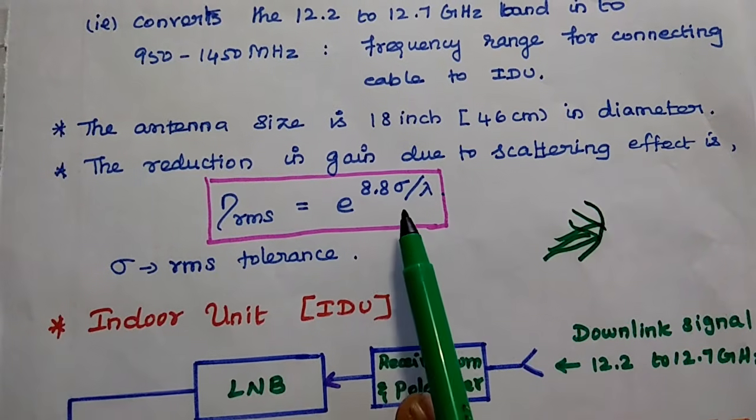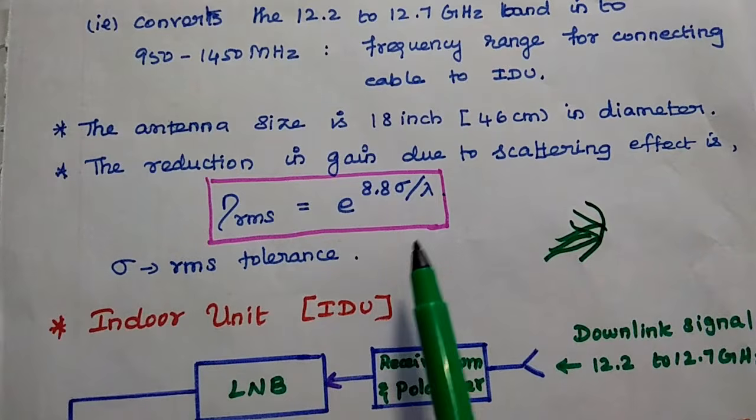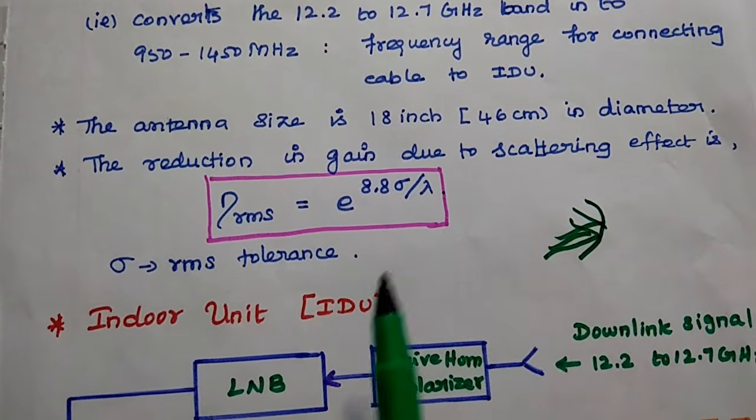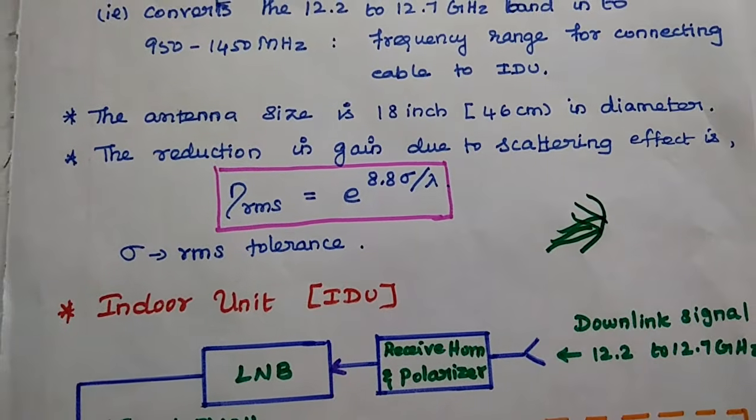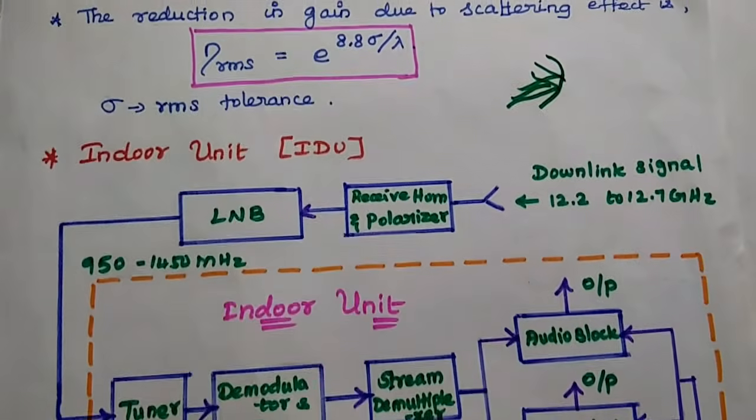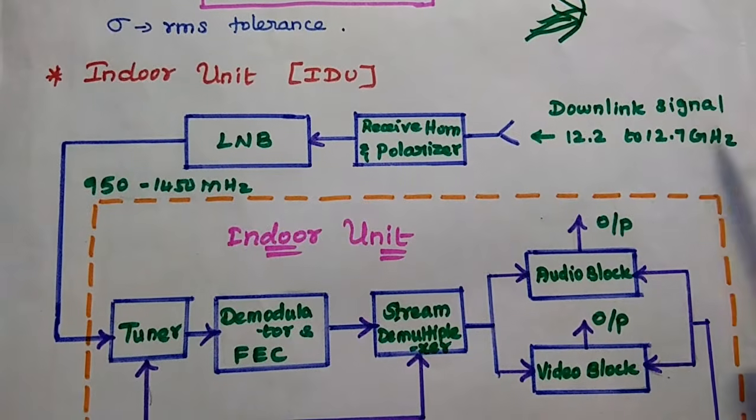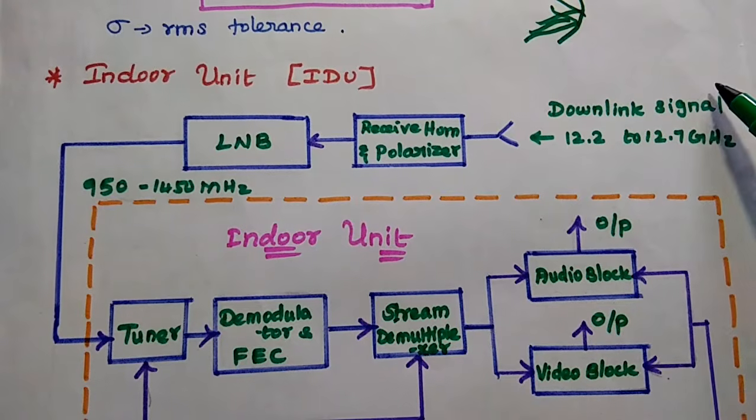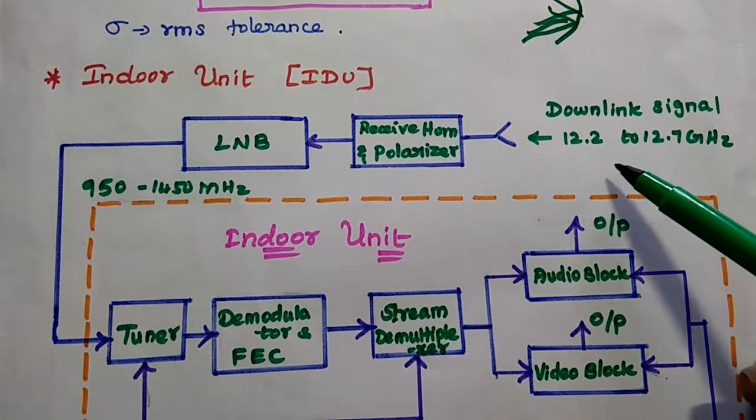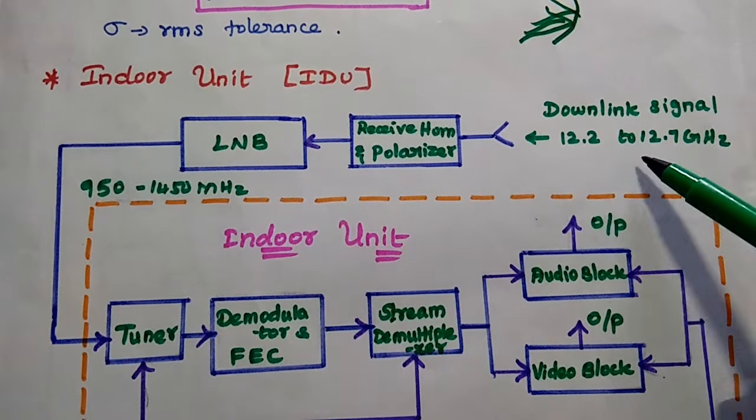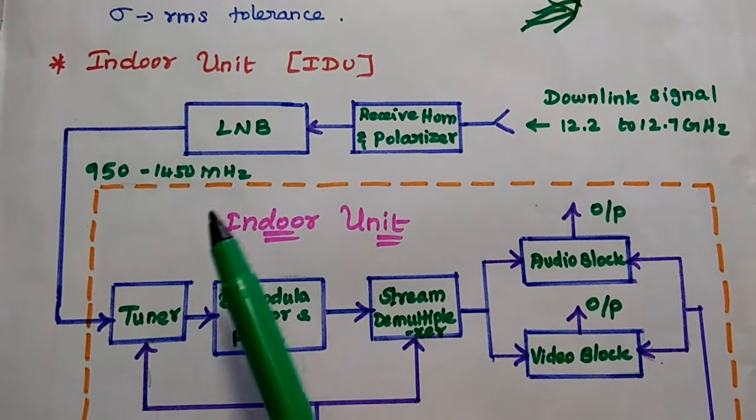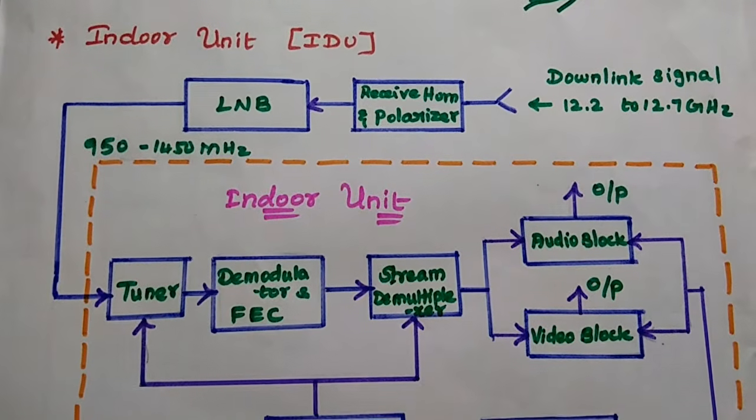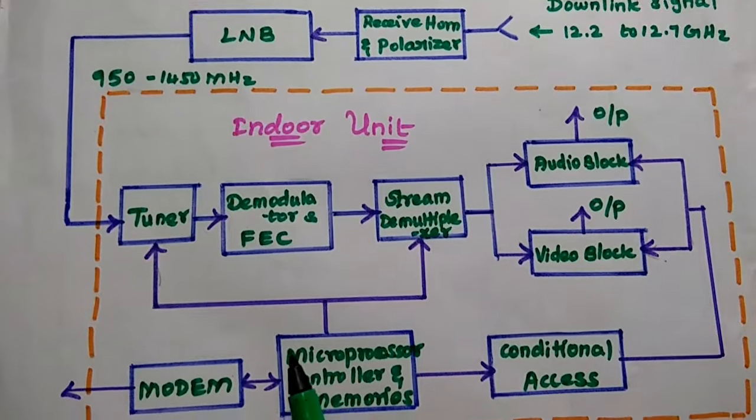Here sigma is nothing but the RMS tolerance for that particular dish antenna. Lambda is the wavelength. So next we are going to discuss the indoor unit. In this one, we are receiving the signal from the satellite, that is the downlink signal in the range of C band or Ku band, which is down converted into the L band range, suitable for the indoor unit.